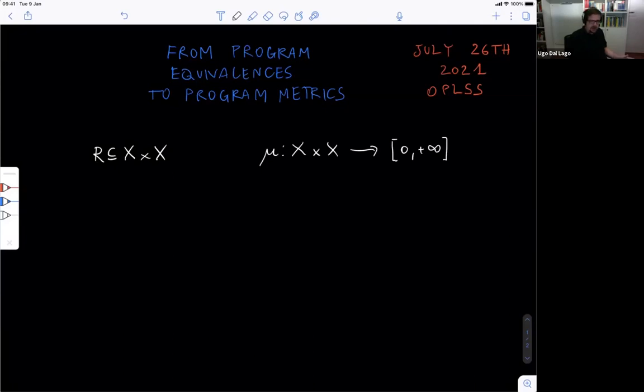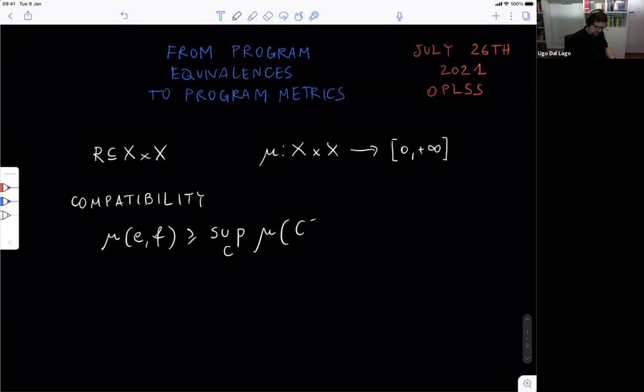And we were starting to look at how the key concepts of compatibility and adequacy could be spelled out in this new setting. So about compatibility, we were saying that the fact that such a metric mu is compatible can be spelled out by saying that the distance between two programs E and F must be greater or equal than the least upper bound over all contexts of the distance between the context filled with the first program and the context filled with the second program.